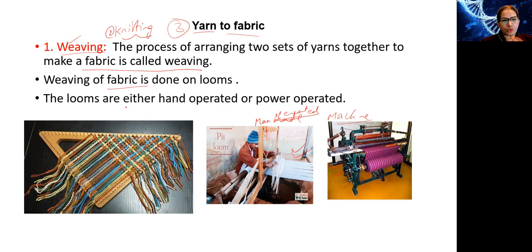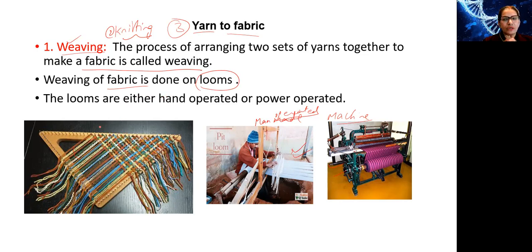In the weaving process, what is happening? We are arranging 2 or 3 sets of yarn together, and then it is woven into a cloth. It is woven into a fabric, into a material. Weaving of fabric is done on what are known as looms. These are the machines which we call looms. Looms can be operated by man, or they can be machine operated or power operated.